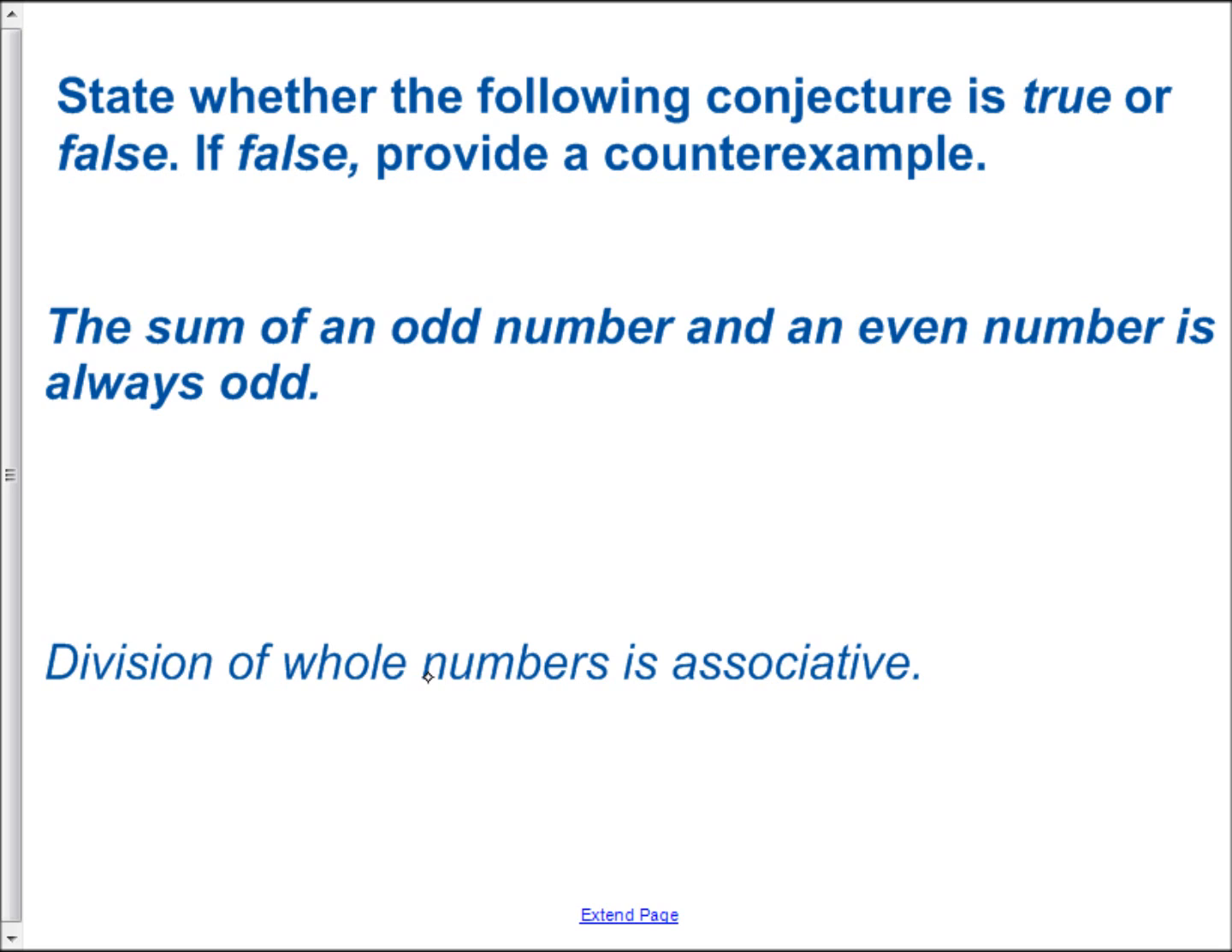All right, state whether the following conjecture is true or false. If false, provide a counterexample. The sum of an odd number and an even number is always odd. Well, let's try a couple. Let's do an odd number. 3 plus 2 is 5. Okay, that is odd. That's true.